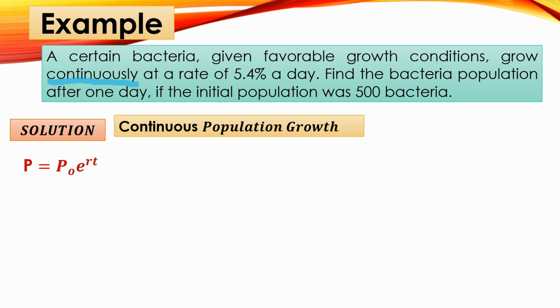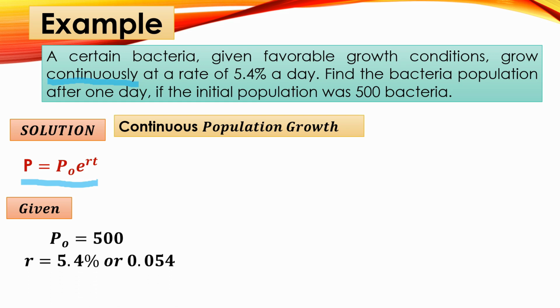Ito po yung magiging formula niyan. So, find the given. Our given is the initial number of bacteria was 500. Then, the rate is 5.4 or 0.054. Then, our time is within 1 day. After a day, ilan na kaya yung magiging population ng bacteria? So, substitute natin yung ating given sa ating formula, which is 500 e raised to 0.054 times 1.